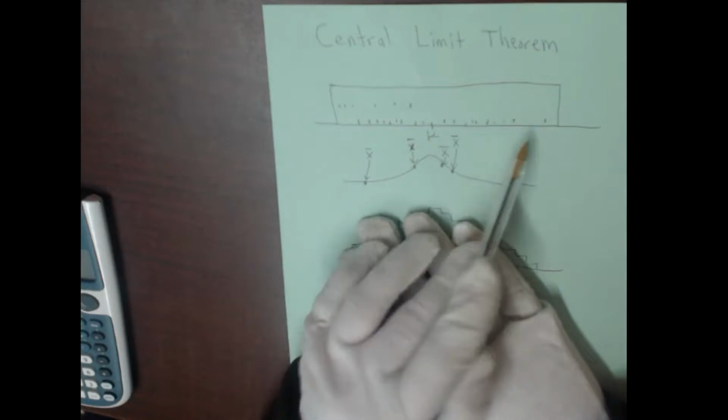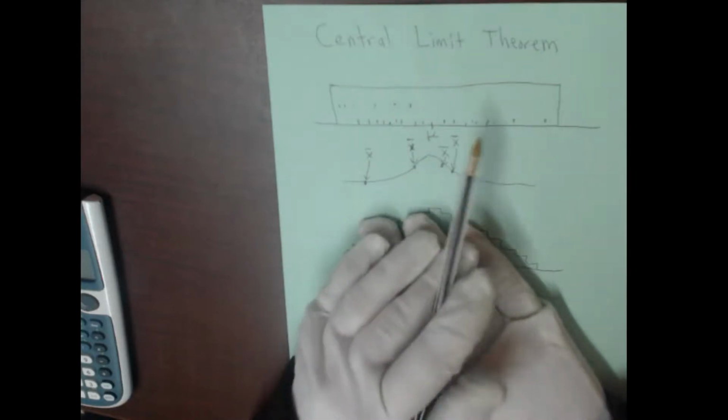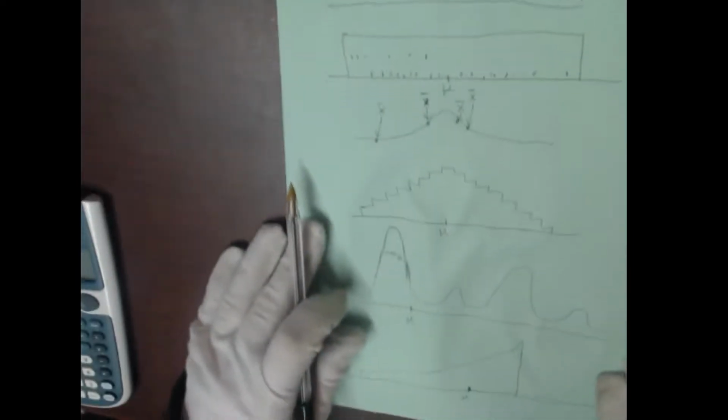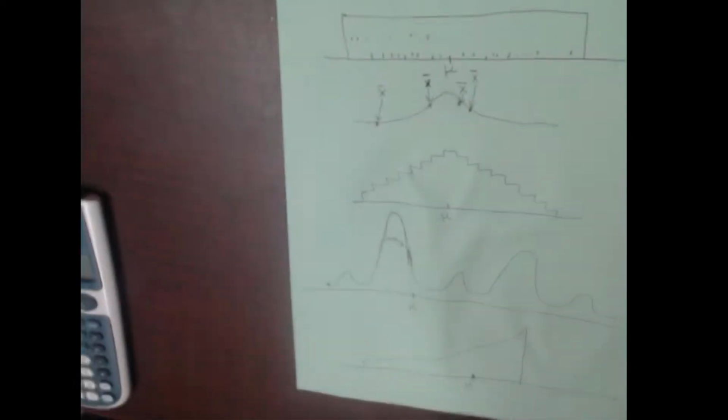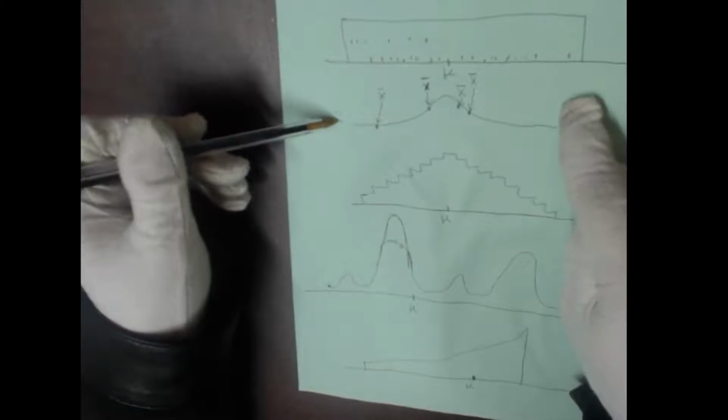That's nice, and it's kind of easy to see that that's true with a uniform distribution, but here's what's amazing about the central limit theorem. The thing that's amazing about it is it doesn't matter what your underlying distribution looks like, your averages will always fall on a normal distribution.